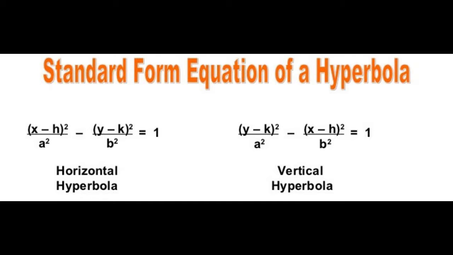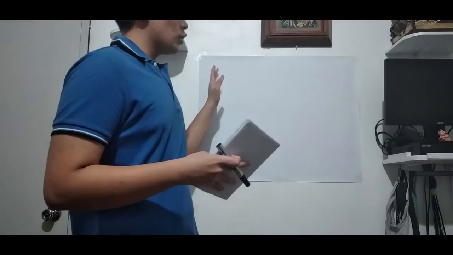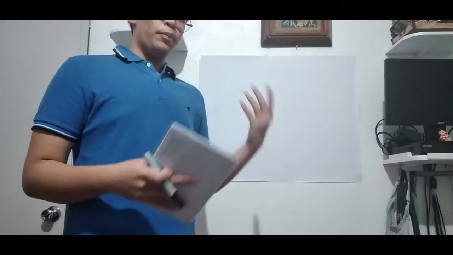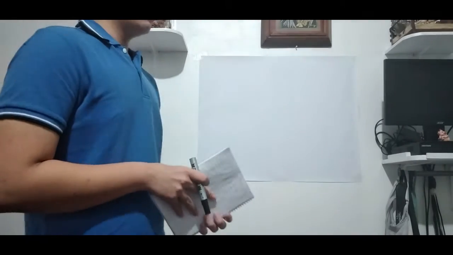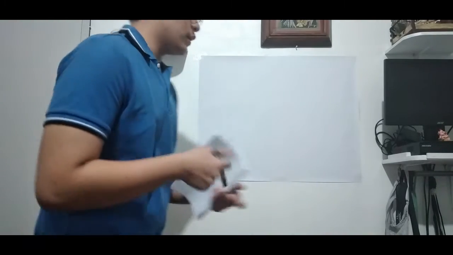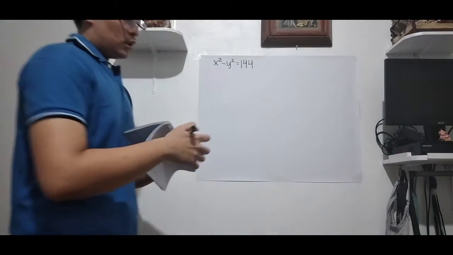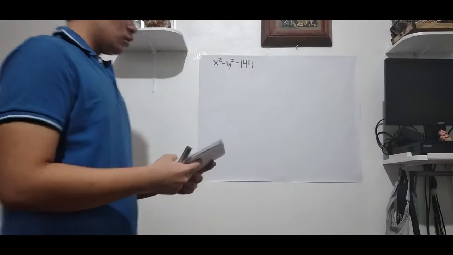And if vertical, quantity y minus k squared over a squared minus quantity x minus h squared over b squared equals 1. Now I will be teaching how to find the properties if the general equation is the one that is given. So let's say that we have a very easy general equation.